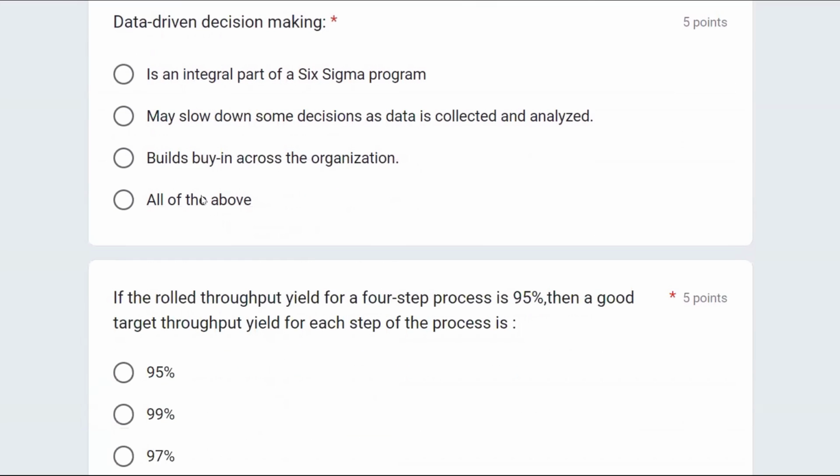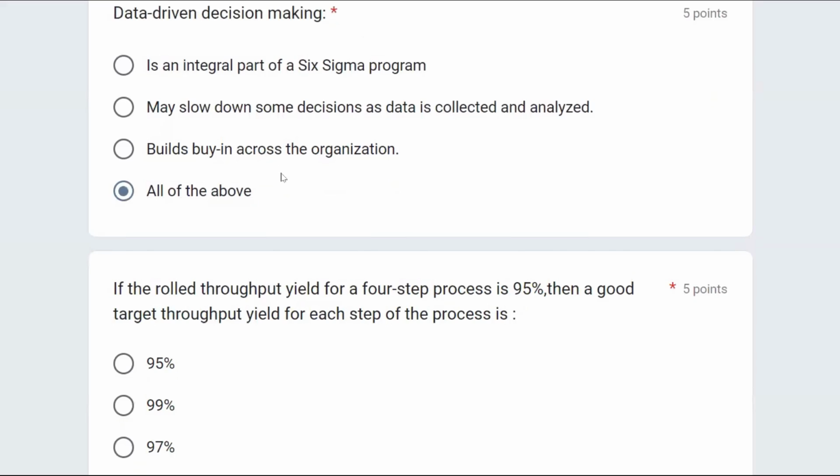We are moving to the next question. Data driven decision making is an integral part of Six Sigma, may slow down some decisions. For example, let's say you're doing design of experiment or control chart, it may slow because you have to analyze and re-verify, revalidate, and so on and so forth, right? And build buy-in across the organization. All the above, because it is an integral part of Six Sigma, may slow down decision making sometimes, builds buy-in and all that.